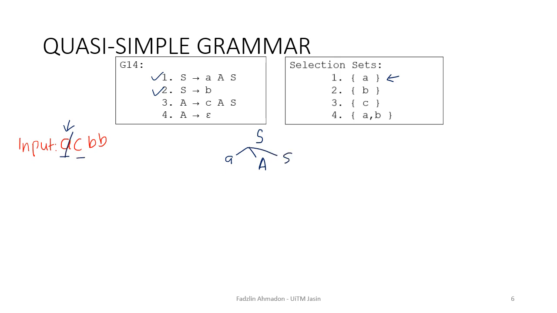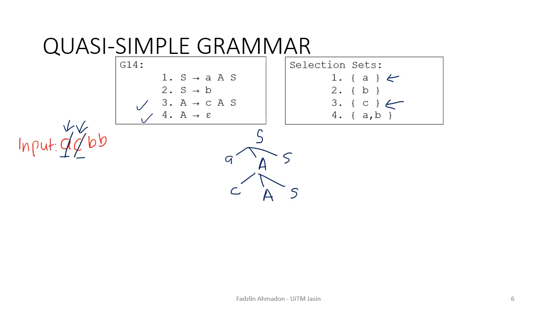Now we move to C. And we want to draw C under the non-terminal A. There are two rules derived from non-terminal A, rule 3 and rule 4. Because we want to draw C, we choose the rule that has C in its selection set, and that rule is rule 3. So I will be applying rule 3 over here. So A is derived to C, A, S. Okay, I am done with C.